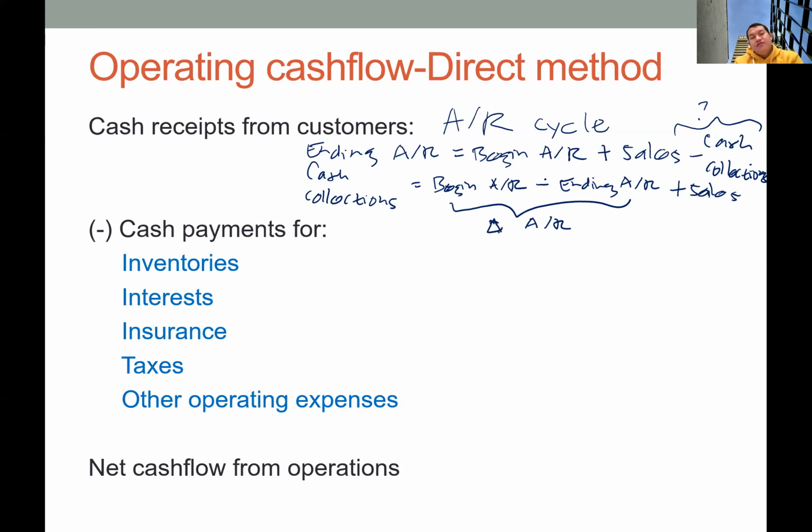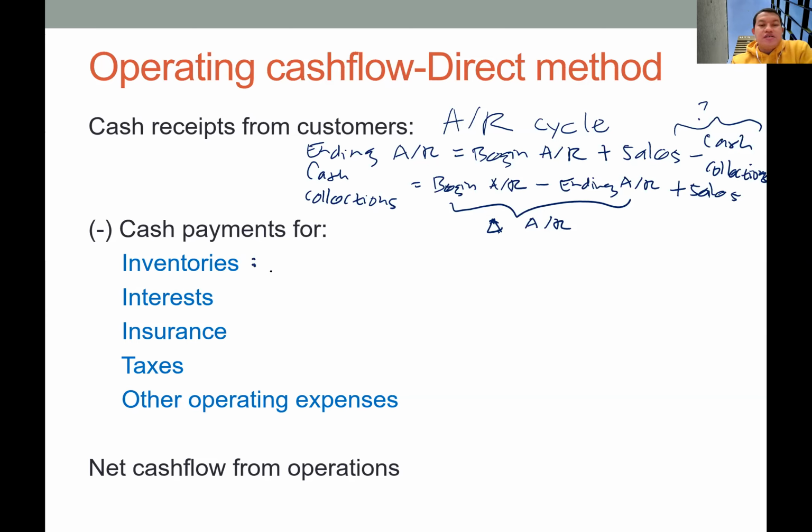You can see the formula, but I think you don't have to memorize it. Just get the logic that the ending account receivable will be equal to the beginning balance plus total sales, if all sales are done on credit, minus the cash collection. Then just simply rearrange the formula. After we calculate this cash collection from customers, we deduct the cash payments. The first one is cash payment for inventories.